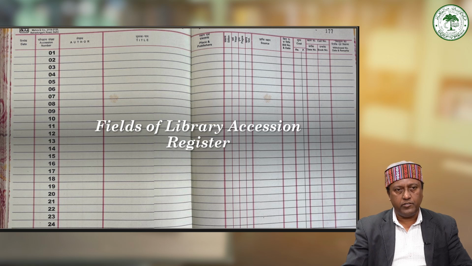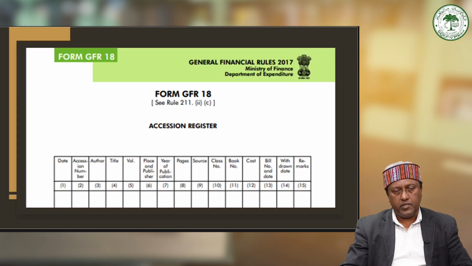So these are the different fields of the accession register. We have seen the accession register normally contains 14 items, but as per the proforma given by the GFR 2017, according to the financial rules, the accession register contains 15 columns. You can see in this column, the class number and book number have been segregated, and this is how it becomes 15 as per the GFR rules 2017.